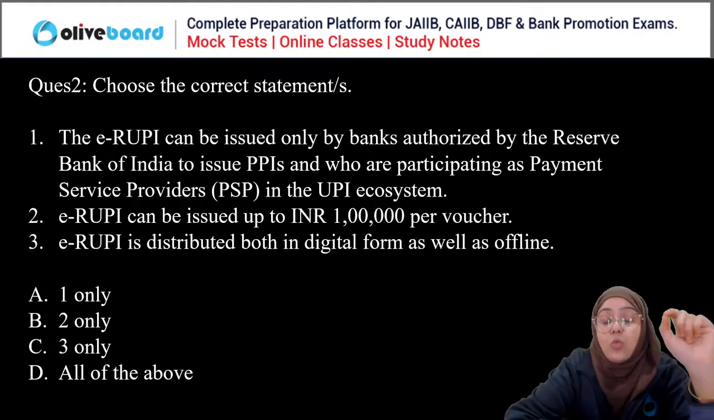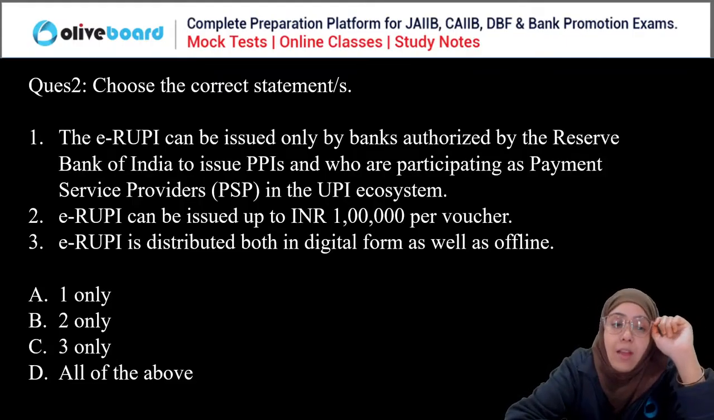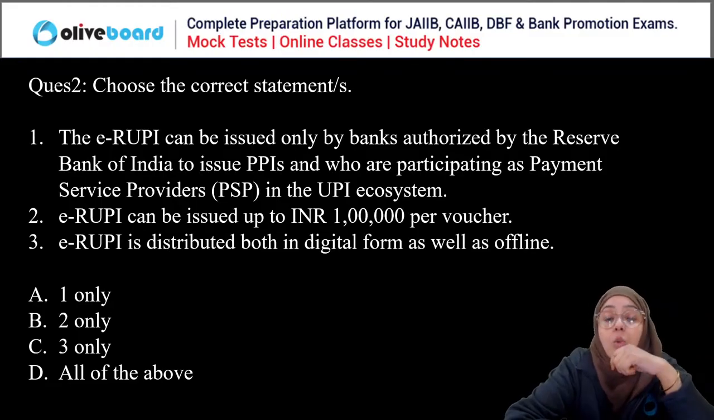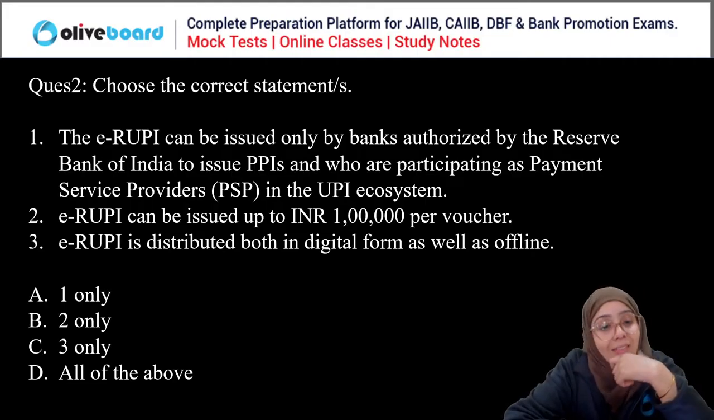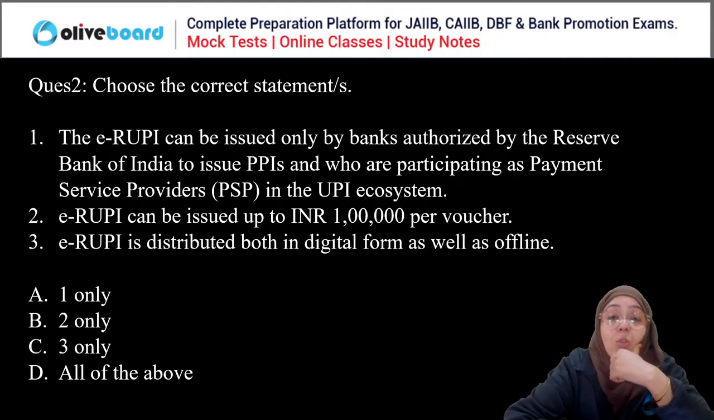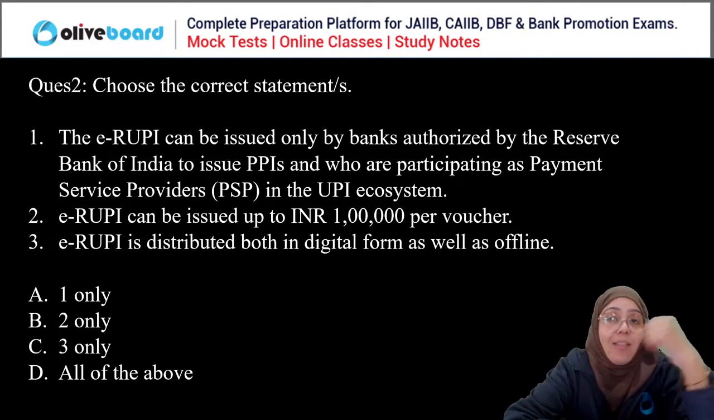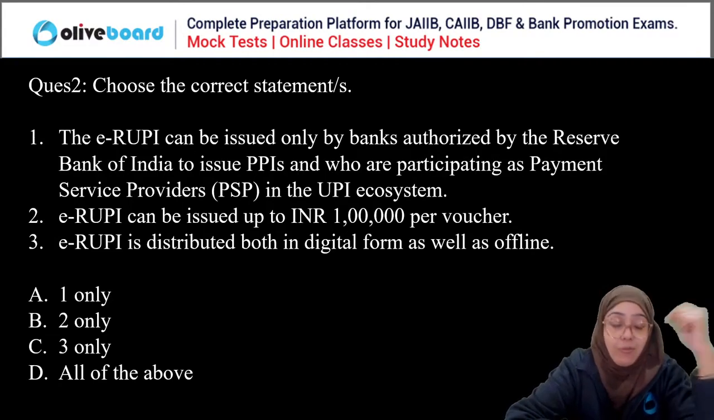E-rupee can be issued only by a bank authorized by the Reserve Bank of India to issue prepaid instruments, who are participating as payment service providers in the UPI system. E-rupee can be issued up to rupees 1 lakh per voucher, and e-rupee is distributed both in digital form as well as offline form. Everyone.